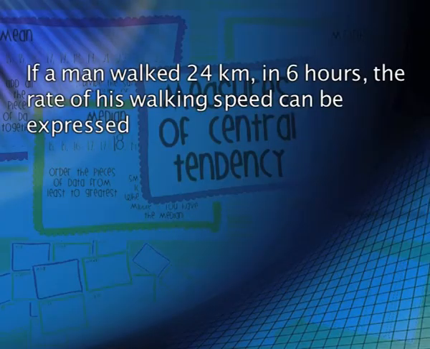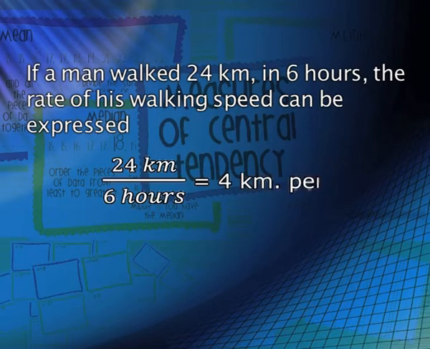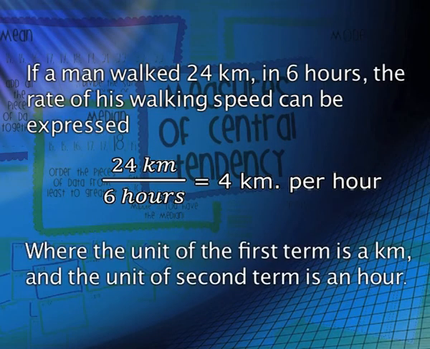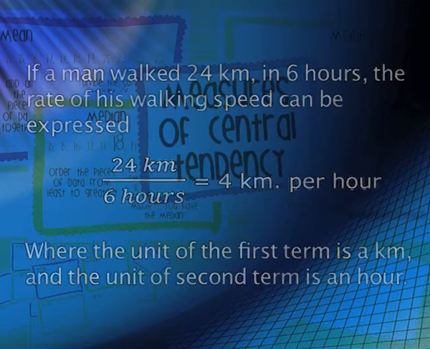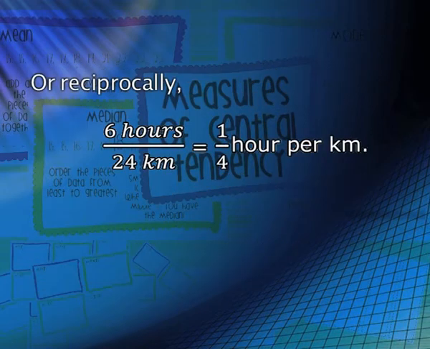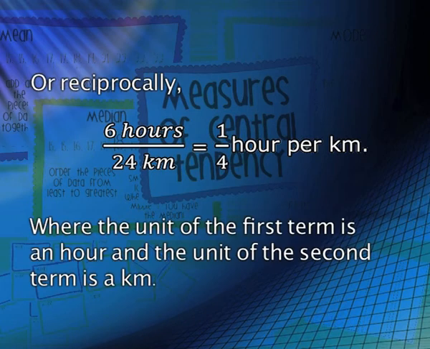For example, if a man walked 24 km in 6 hours, the rate of his walking speed can be expressed as 24 km by 6 hours, that is equal to 4 km per hour, where the unit of the first term is a kilometer and the unit of the second term is an hour. Or reciprocally, 6 hours by 24 kilometers is equal to 1 by 4 hours per kilometer, where the unit of the first term is an hour and the unit of the second term here is a kilometer.